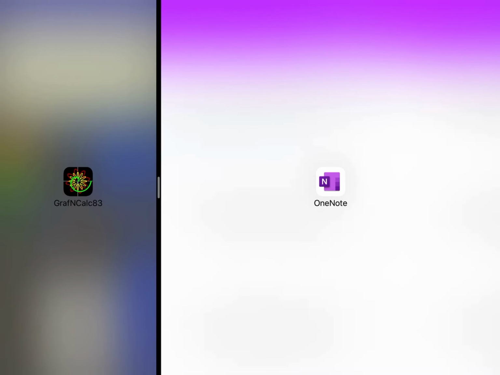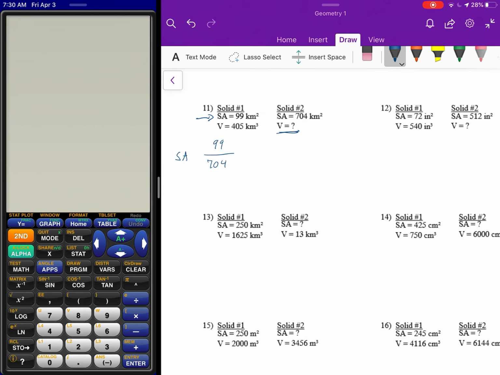And here we go. So it looks like 3 doesn't go into 704, but maybe 11 does. So let's see if we can reduce by 11. 704 divided by 11. So both of these reduce by 11. So this is going to be 9 over 64. So that is the surface area ratio.